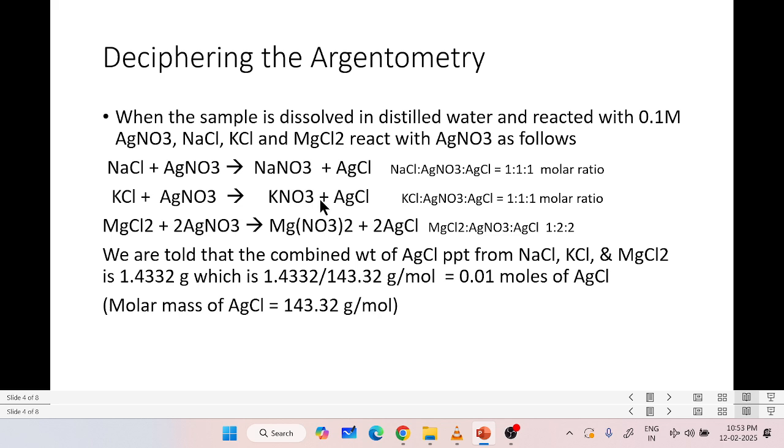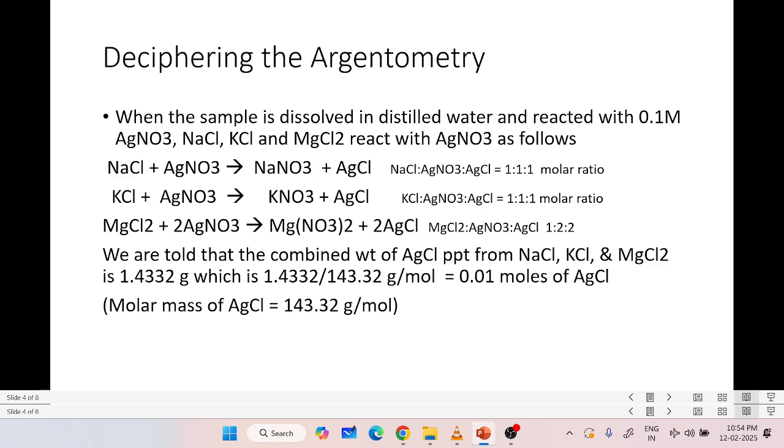Okay, so now we will be looking at the Argentometry titration. So we know that when the sample is dissolved in water and reacted with 0.1 molar AgNO3, all the KCl, NaCl, and MgCl2 will react as follows with the AgNO3. So NaCl will react with AgNO3 in a 1:1 molar ratio to give you 1 mole of AgCl. KCl will also react with AgNO3 in a 1:1 molar ratio to give you 1 mole of AgCl, whereas MgCl2 will react with 2 moles of AgNO3 to give you 2 moles of AgCl. Okay, so that's what to keep in mind.